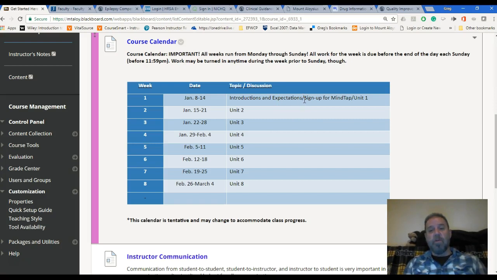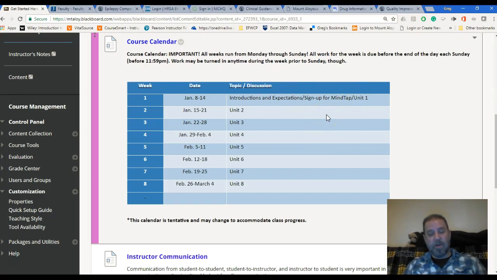We'll go over some of the expectations of the course. And really important in the first day or two of the course is that students get signed up for the Mind Tap, so you can get started on Unit 1. All of this takes place during the first week of the course, all of these things listed here, and then Unit 1.